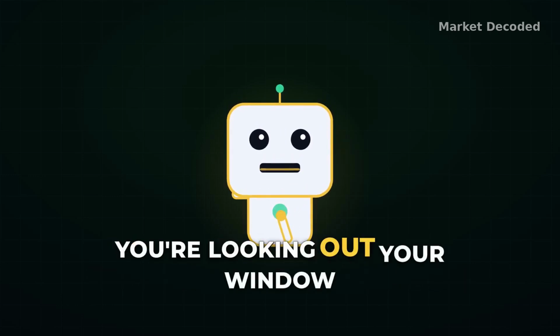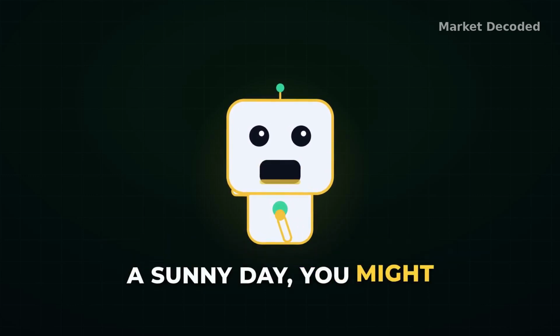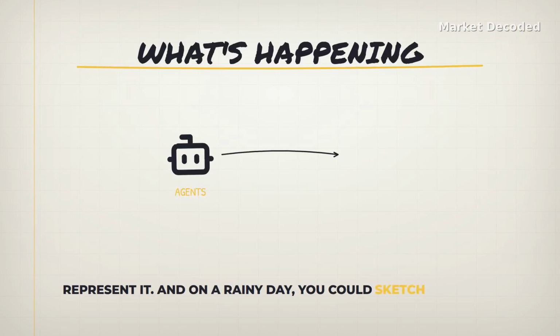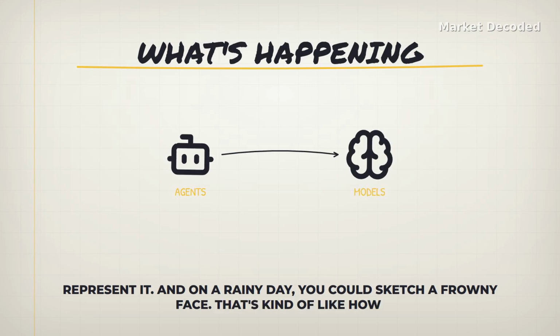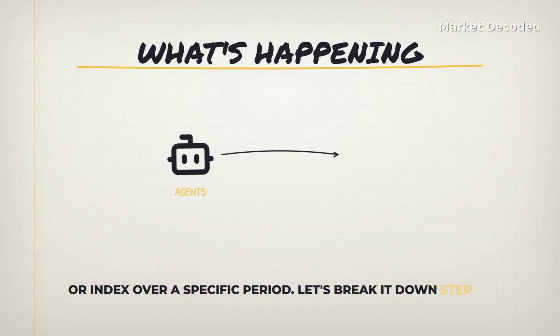Imagine you're looking out your window during different weather conditions. On a sunny day, you might draw a big smiley face to represent it. And on a rainy day, you could sketch a frowny face. That's kind of like how candlesticks work. Each stick represents the price action of a stock, cryptocurrency, or index over a specific period. Let's break it down step by step.